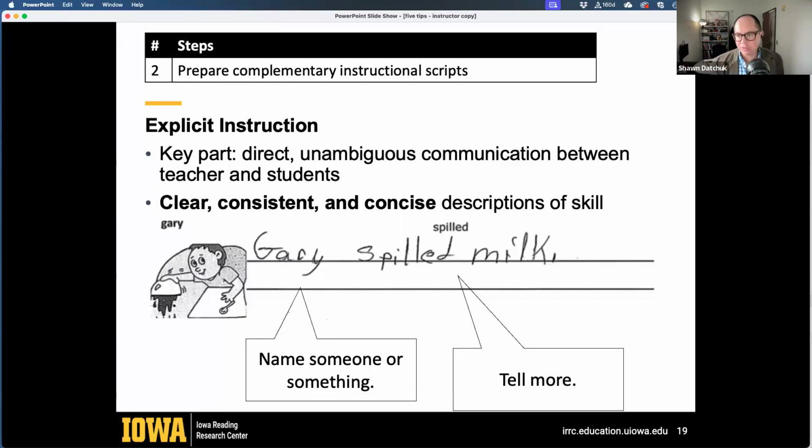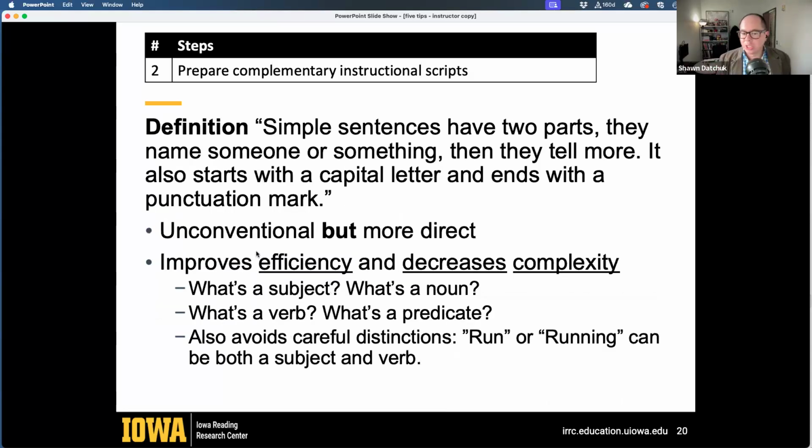So a key part, again, of explicit instruction is clear, consistent, concise language. And here's the unconventional part. So in my intervention studies, we've used this language. You name someone or something, in this part, Gary, and you tell me more about Gary. Now, just tell me one thing, spilled milk. Now, I have a 4-year-old at home. He's a little bit past the age of Gary here, but I'm very familiar with what Gary's getting away with here. But we use this definition.